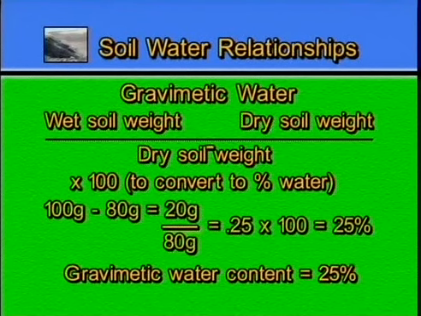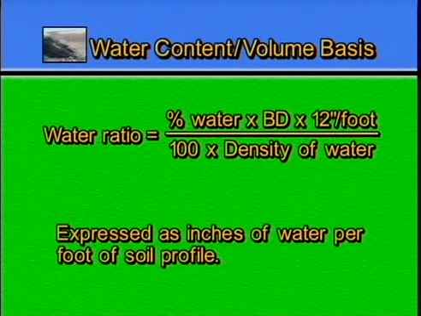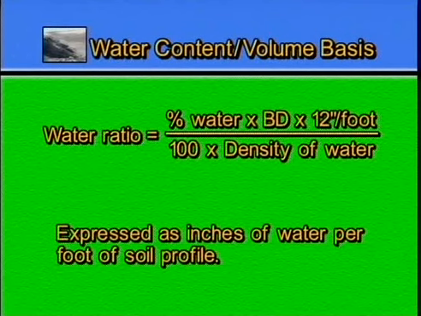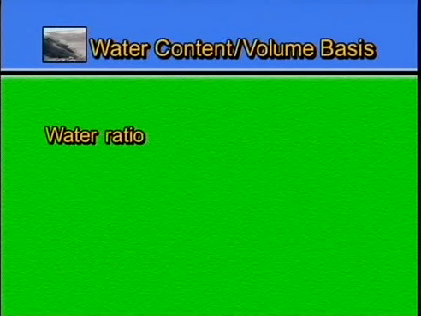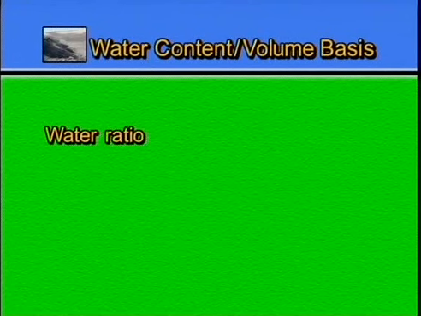Let's next look at the water content of a soil on a volume basis. The graphic that you're now looking at is labeled water content on a volume basis. This is most often referred to as the water ratio of a soil. Now, in your textbook, it's most often talking about the quantity of water held in terms of cubic meters of water per cubic meter of soil.